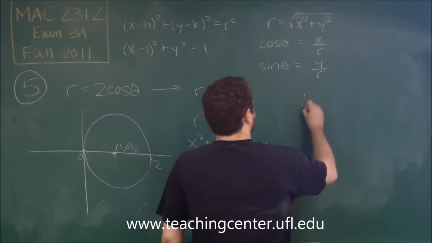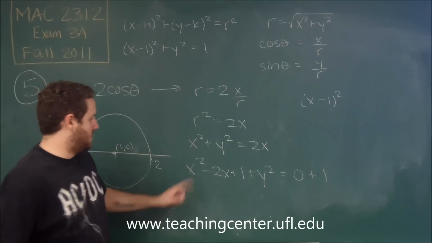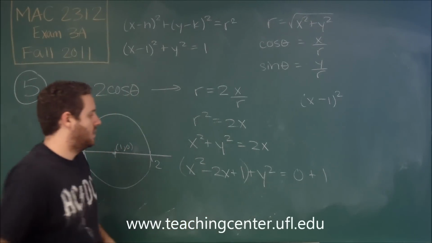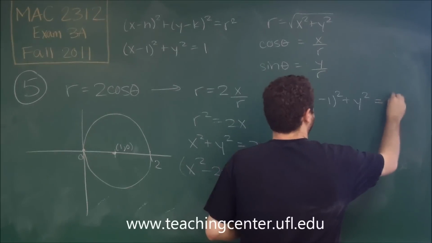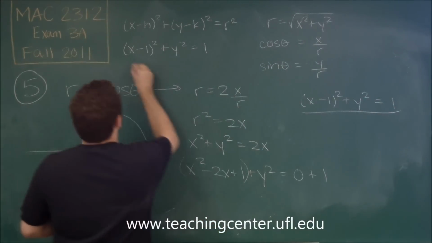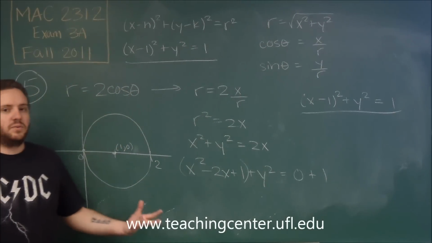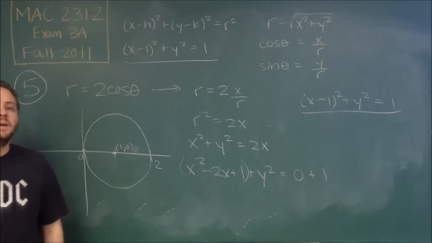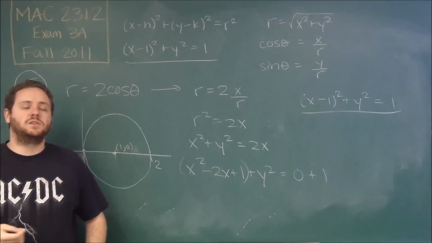And you can see this factors into (x minus 1) quantity squared, this whole part right here, plus y squared equals 1. And if you notice, that's the exact same thing I got by doing it from a graphical approach. So either of these methods is fine to convert from a polar equation to a Cartesian equation.